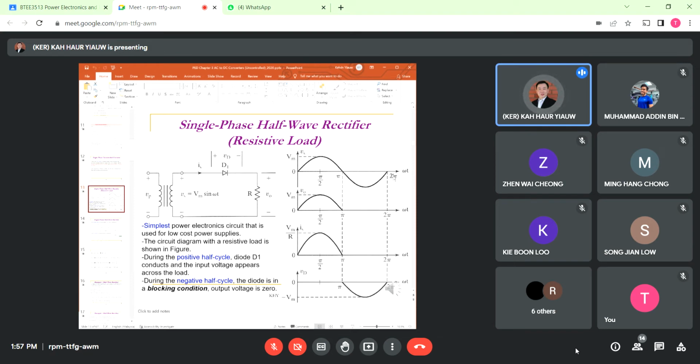Then from pi to 2 pi, when your waveform reaches pi, then your waveform becomes negative.